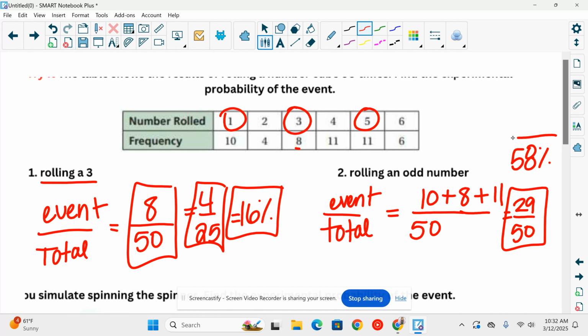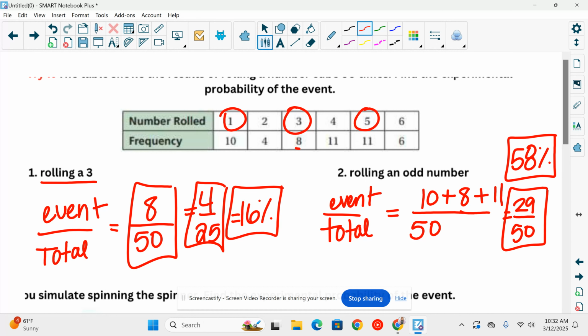It gives me 58%. What is the likelihood of that happening? Likely. The only way to be equally likely is what? It has to be exactly 50%. And this is over 50%, so it is likely to happen. Are we good so far? Keep rocking.